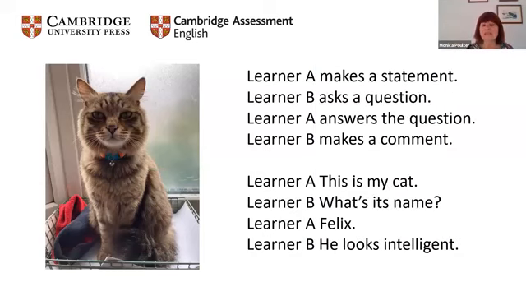So this is my cat, what's his name? Felix, he looks intelligent. And you can extend that. You can do it over and over. Ask another question. Learner B asks a question, and learner A answers the question, and learner B makes a comment. So make a statement, ask a question, answer a question, and make a comment. And you can use any picture for that. And it's a way of personalising the topic. I think one way of including all the learners is to personalise it.